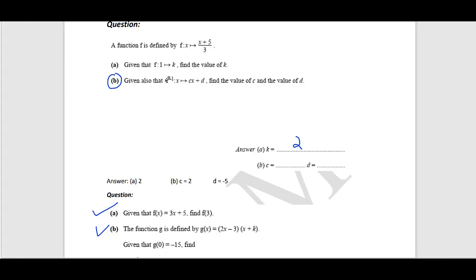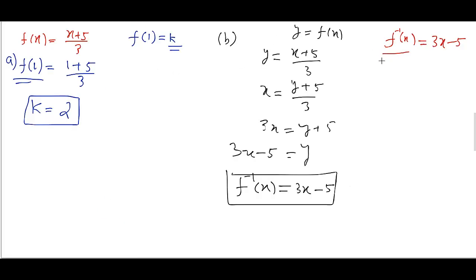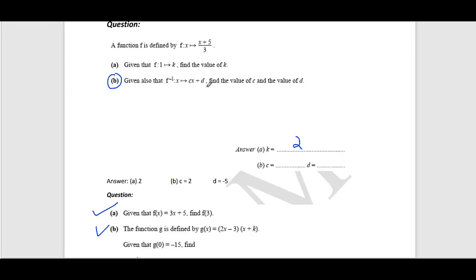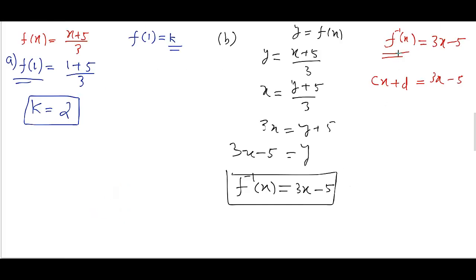The question says f inverse of x is equal to cx plus d. So f inverse of x is equal to cx plus d. What we did here is replace the f inverse of x with cx plus d, and the rest of the equation is the same. Now in this equation, if we compare both sides, we can see here this is cx, the x term, and here we also have an x term, and this is a constant. This d is also a constant.